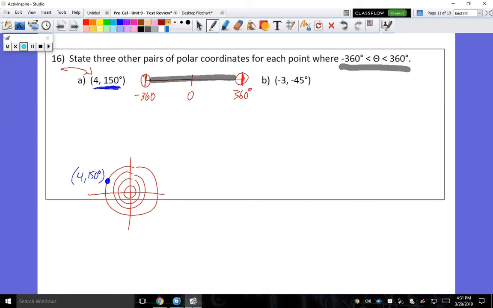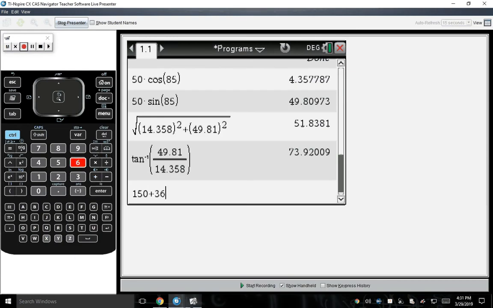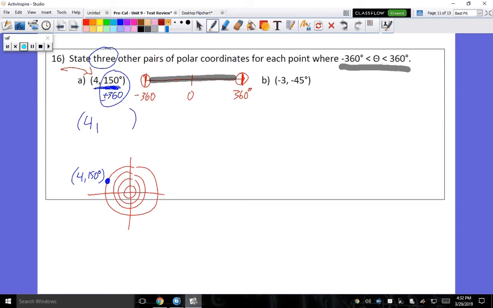Now we're going to find 3 other pairs that would create the same point. You can either add or subtract 360 to the angle and leave 4 as is, so you're basically finding the coterminal angle. I have a choice: add 360 or subtract 360. If we add 360, we get 510. That's not in this domain, since 510 would be to the right of 360. So we don't want to add 360 on this one.